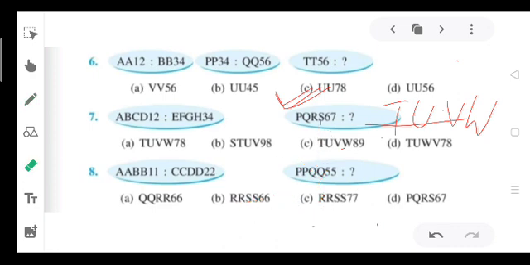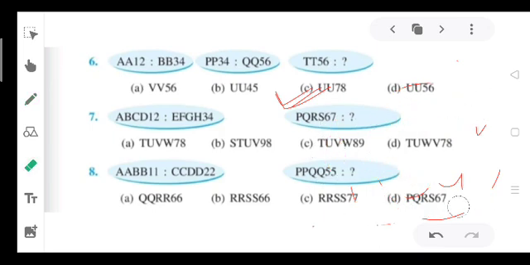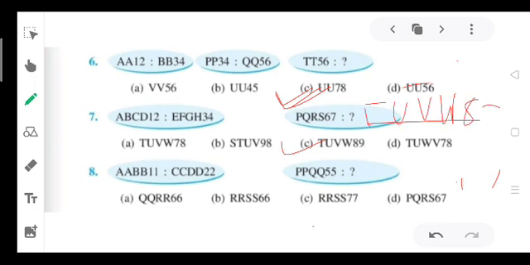Then 6 is an even number. So if it is an even number here, we have to write the next even number. So next even number is 8. 7 is an odd number, we will write the next odd number, that will be 9. So what will be our answer? TUVW89, and the right option here is C. So this is our correct option, and the right answer is TUVW89.